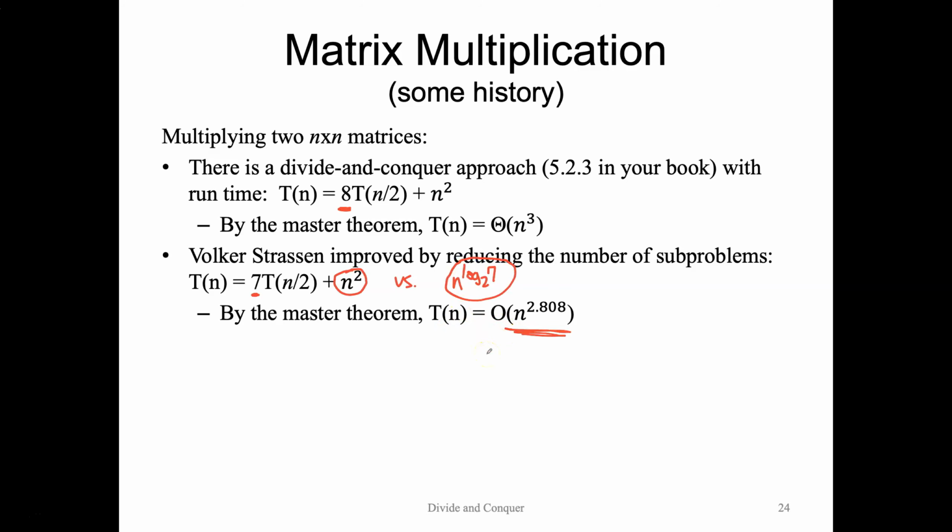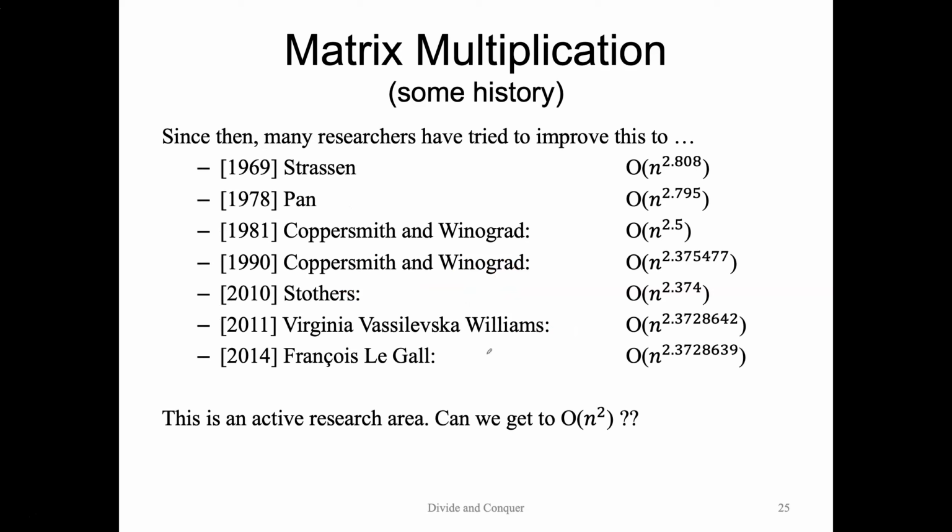And in fact, this has often been an area of research over the last few decades now, beginning with Strassen in 1969, who improved the runtime from n cubed to n to the power of 2.808. And then a few years later, this was improved by 0.1. We got something a little bit better. And then a few years later, Coppersmith and Winograd improved this by 0.2.